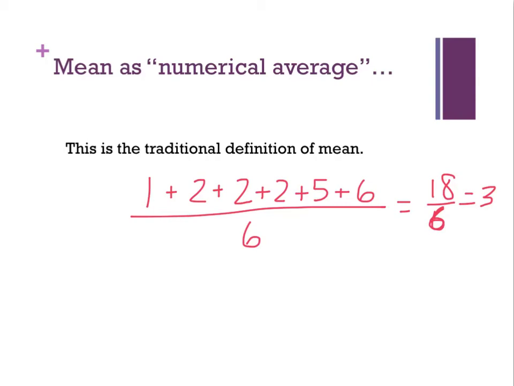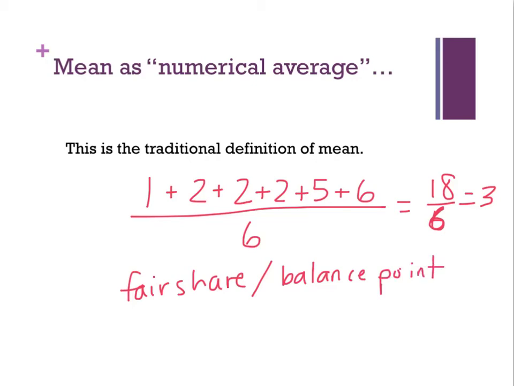Okay, but I think it's interesting to think about that fair share and that balance point example, because the mean does not have to only be I add them all up and divide by how many I have. If that's the only way you think of the mean, it's limited. Okay, it's limited. And we'll look at some more examples in class.